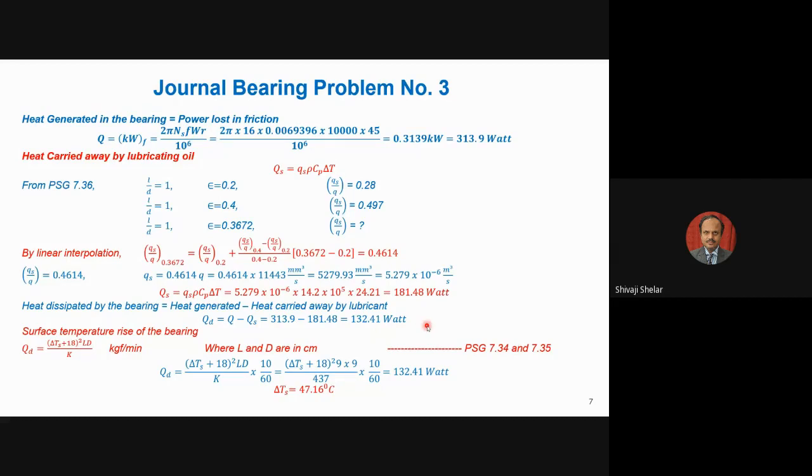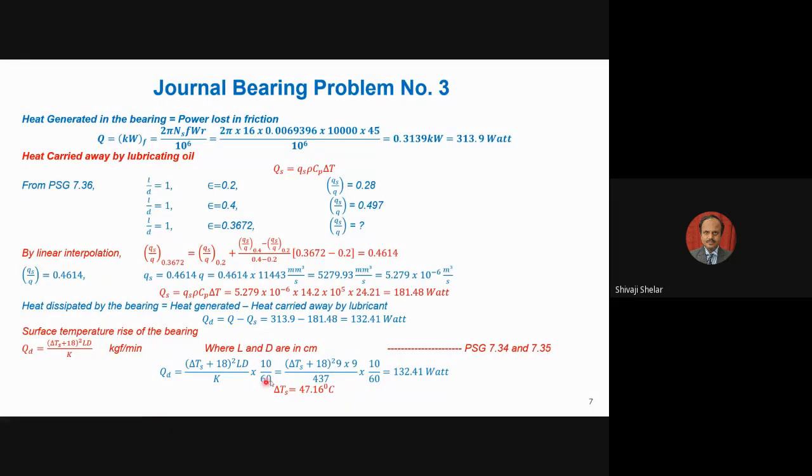Suppose you are asked to calculate the surface temperature rise of the bearing. This formula is available: QD is equal to delta Ts plus 18 square into L into D upon K. This value of QD is in terms of kgf meter per minute, when you take L and D in centimeter and K in MKS units. This formula is available on page number 7.34. The value of K is available on page 7.35.